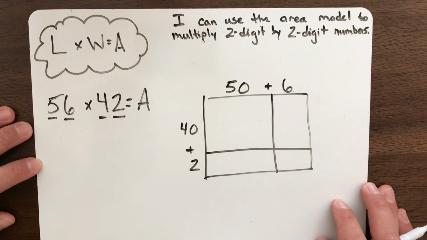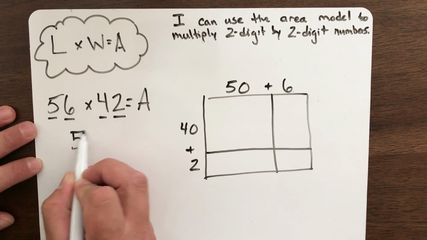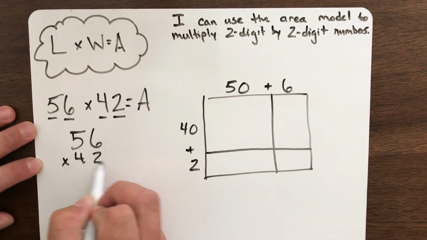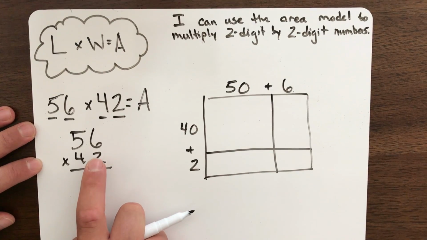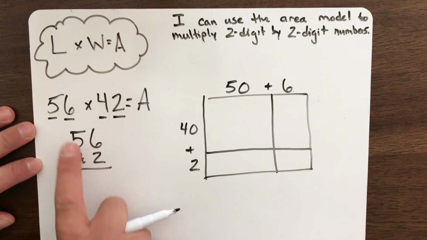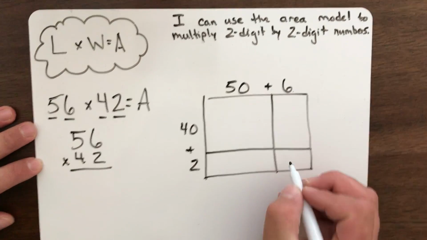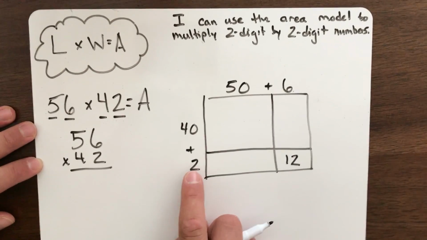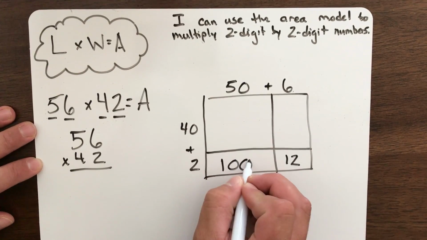By not drawing all the lines, we're obviously saving a lot of time. It would be useless to draw 56 rows and 42 columns. Now, if we think of this vertically, when you get to the actual algorithm, you start with your ones times your ones on top, and then ones times tens. So when we start multiplying this, we're going to do 2 times 6, which is 12. Then we're going to do 2 times 50, which is 100.